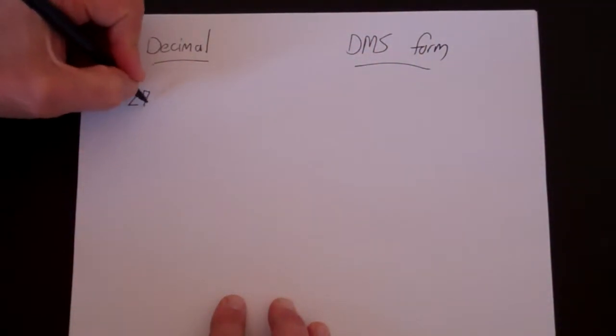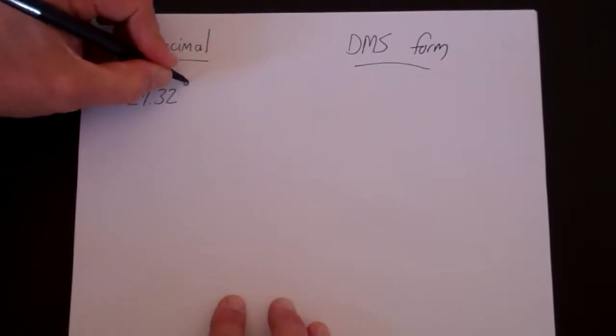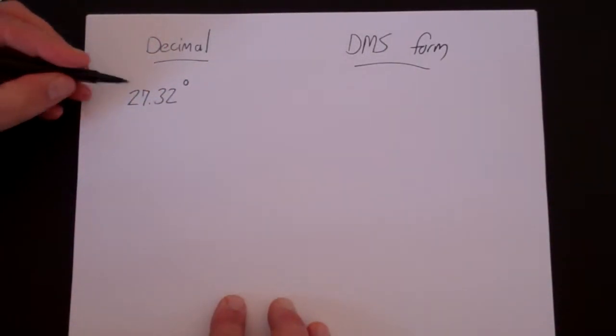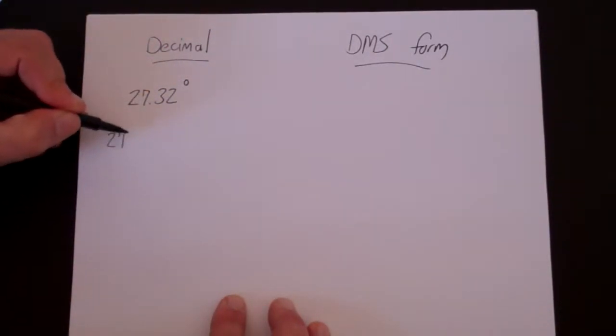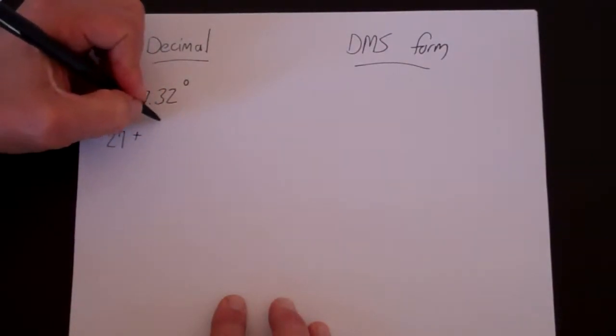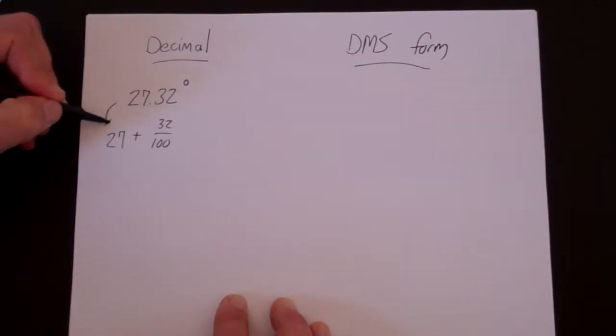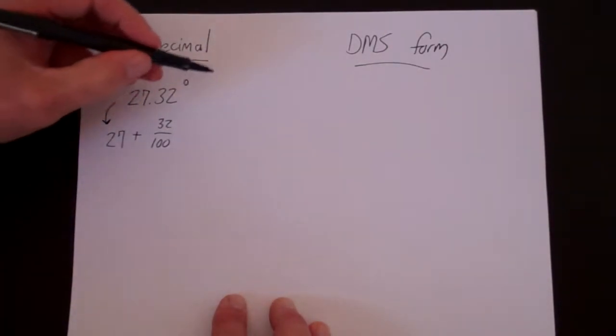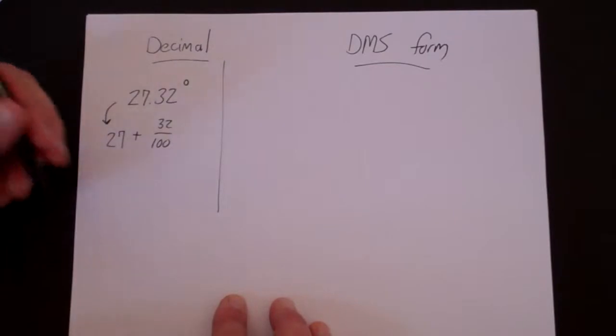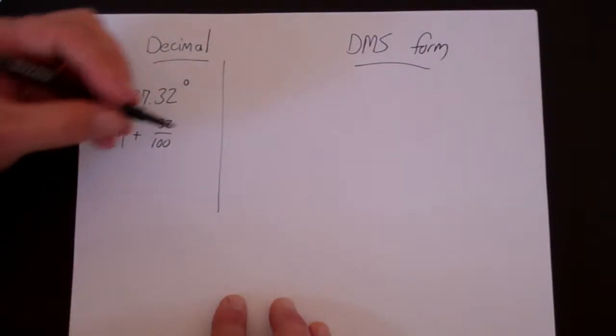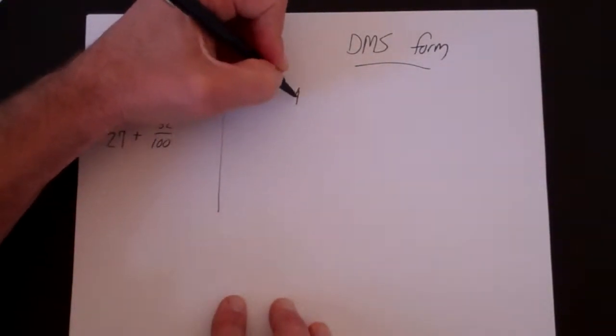And this one's pretty straightforward. If it's 27.32 degrees, you know what decimal means. That means 27 plus 32/100ths. We don't necessarily rewrite it, but that's what it is. Decimal form is just plug in your calculator. DMS form is a little bit different, and this is how we think about this.